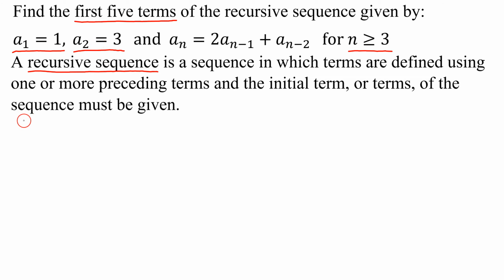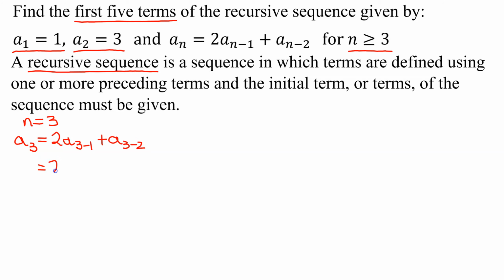So now I need to figure out what happens when n equals 3. I'm going to use this formula. a sub 3, which is the third term, equals 2 times a sub n minus 1, 3 minus 1, plus a sub n minus 2. Well, what's n? n is 3, so it's a sub 3 minus 2.